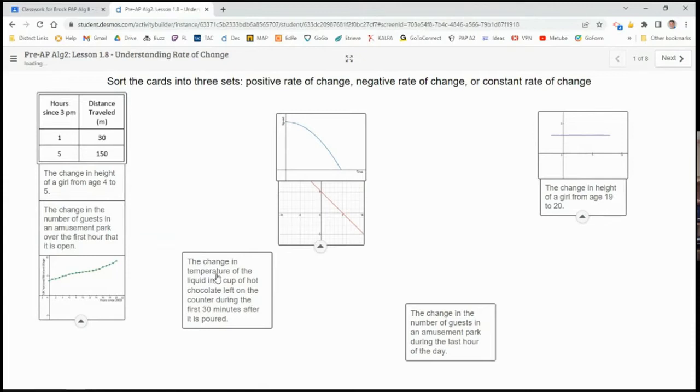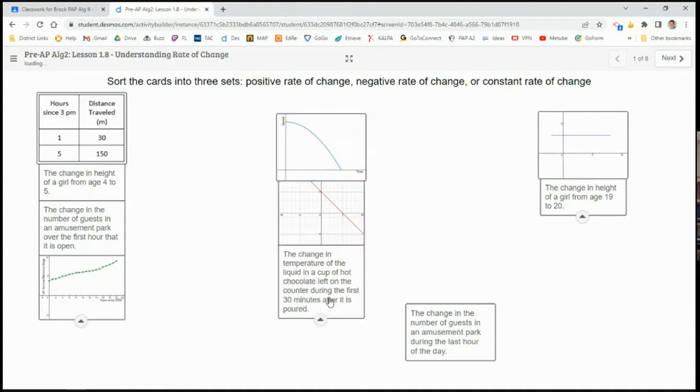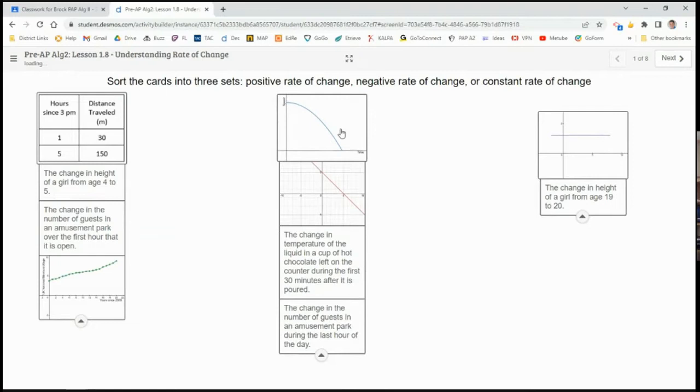Let's see, the change in temperature of a liquid in a cup of hot chocolate left on the counter in the first 30 minutes after it's poured. Well, it's not going to be going up. The change in temperature is going to be going down. It's not going to be constant either. We know it's going to be getting colder. And the change in number of guests in the amusement park during the last hour. Well, the last hour, everybody's starting to leave. So I'm going to put that over here too. All right, there's what I believe mine are.